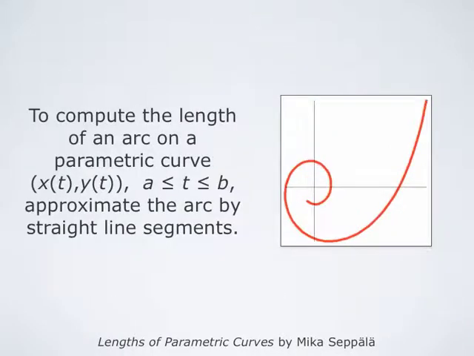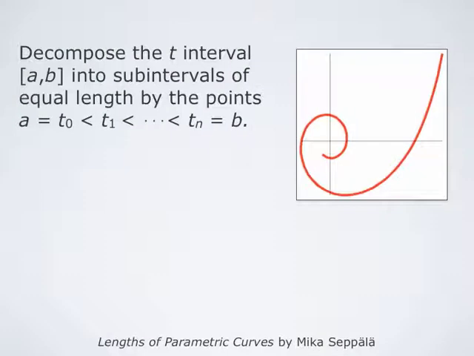To compute the length of an arc on a parametric curve, x(t), y(t), t between a and b, we approximate this arc by straight line segments. We form the approximation so that we decompose the t-interval from a to b first into subintervals of equal length by the points t0, which equals a, t1, t2, and so forth up to tn, which equals b. In this decomposition, we have n subintervals, and since they are of equal length, each tk minus tk-1 is simply b minus a divided by n.